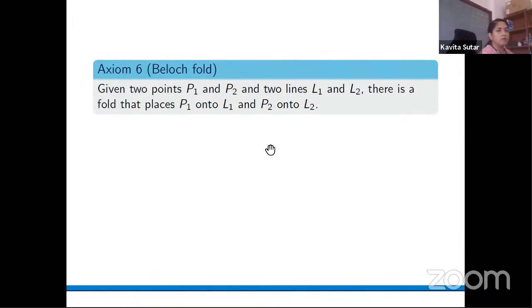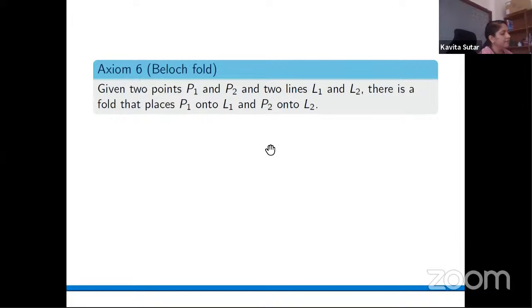Okay. So what does it say? There is a fold that places P1 onto L1 and P2 onto L2. The word that I have not written here, but the key word here is simultaneously. That P1 should fall on L1 and P2 should fall on L2 simultaneously, at the same time. One fold that does both these things.